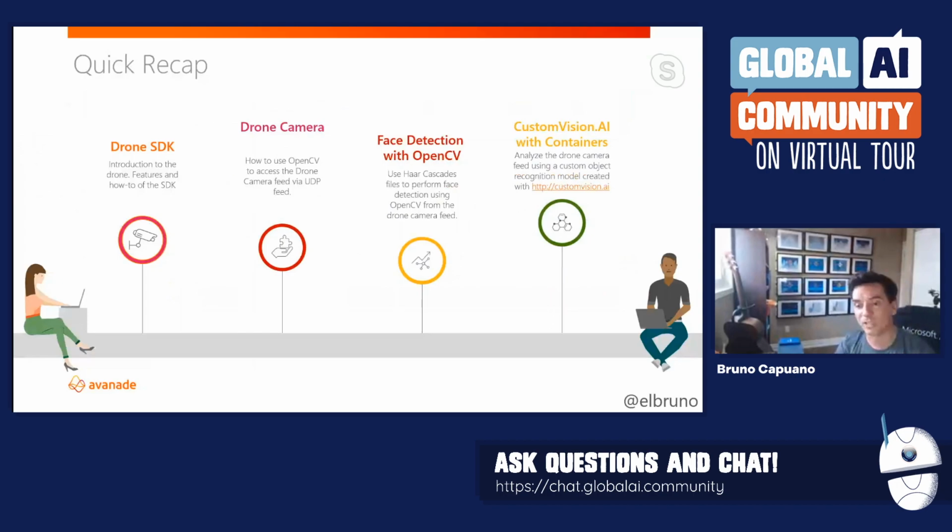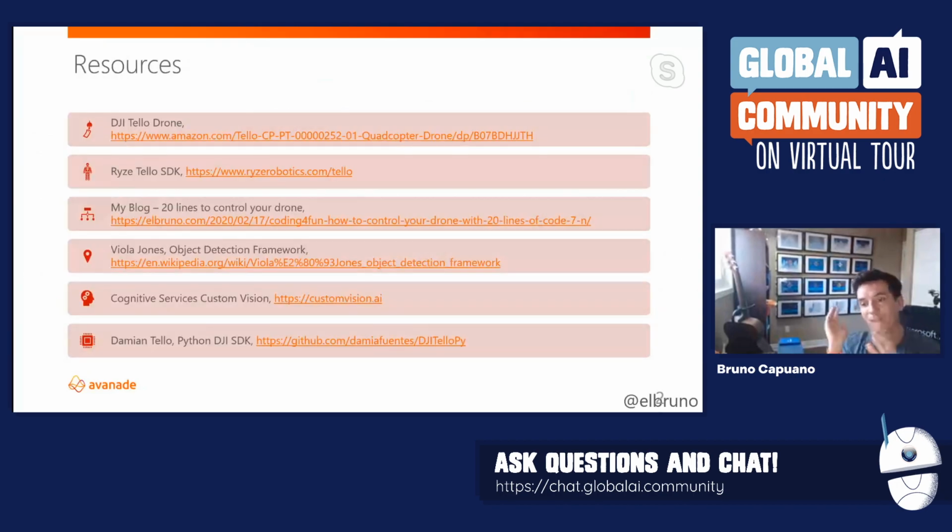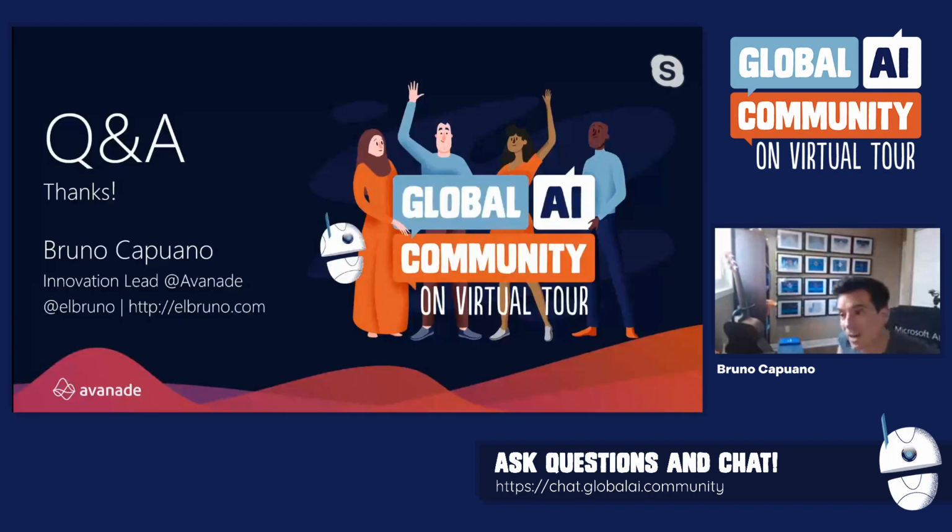Just a couple of resources if you want to have it here, where you can get the drone, the SDK, my post about this, how the Viola-Jones algorithm works with this, the community services stuff, and the final one, if you don't want to write your own SDK, this is the one that I found. Probably there are others, but this is great. So thank you very much. It's a pleasure. You can find me here, and I will see if you have any questions. I will be happy to share my answers.